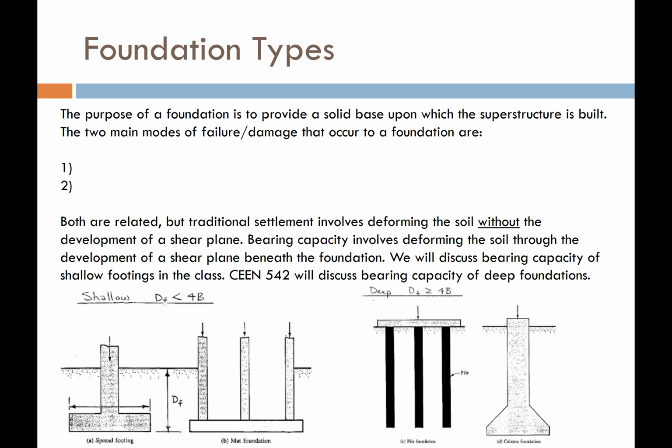Now, anytime that I have a foundation and I'm worried about vertical deformations, really all vertical deformations are going to come from one of two sources. It's either going to come from settlement. So you'll remember we've already talked a lot about settlement. I can have elastic settlement, or I could have consolidation settlement.